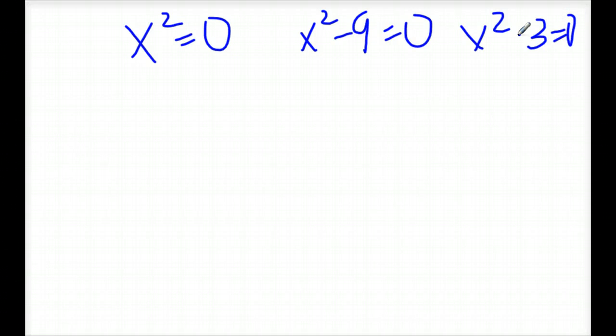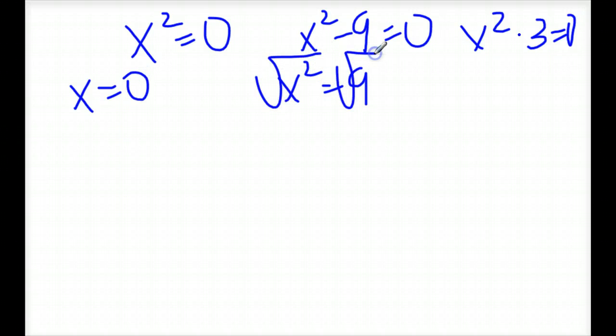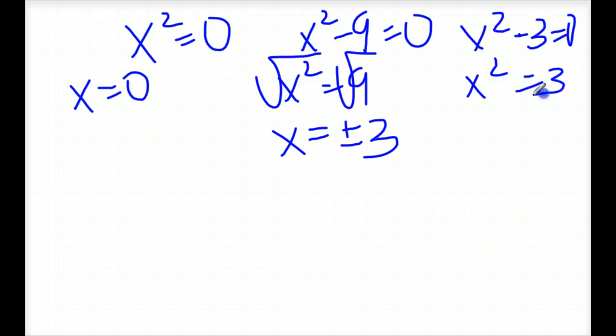So I get x is equal to 0, x squared is equal to 9. If I square root those, I get x is equal to plus or minus 3. Over here, that's a minus sign, so I get x squared is equal to 3. Square root those, and I get x is equal to plus or minus radical 3.